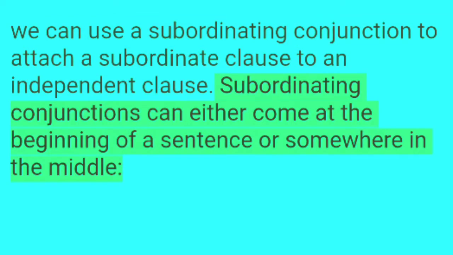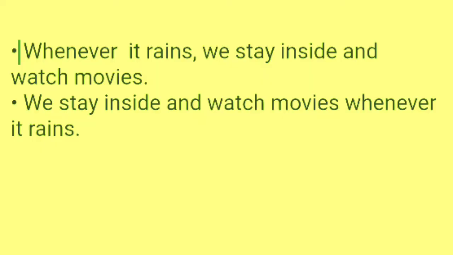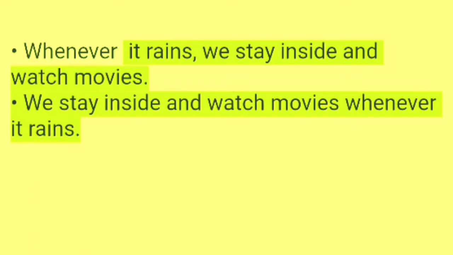Subordinating conjunctions can either come at the beginning of a sentence or somewhere in the middle. Whenever it rains, we stay inside and watch movies. We stay inside and watch movies whenever it rains.